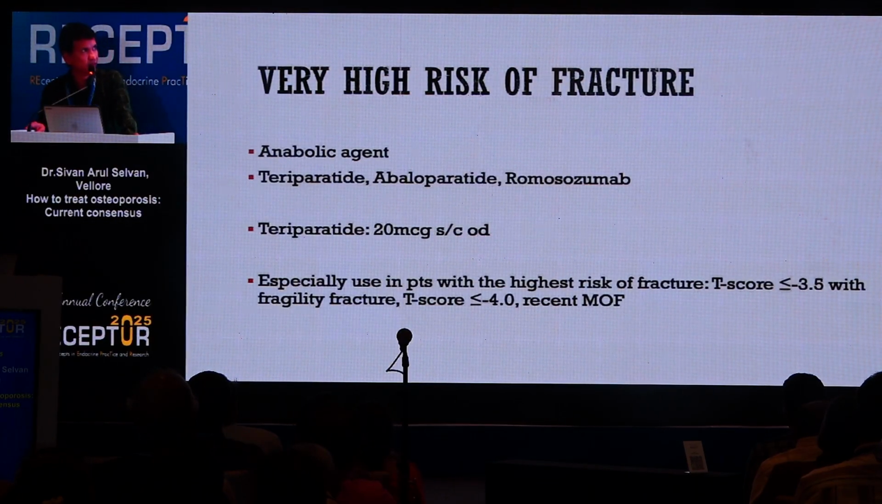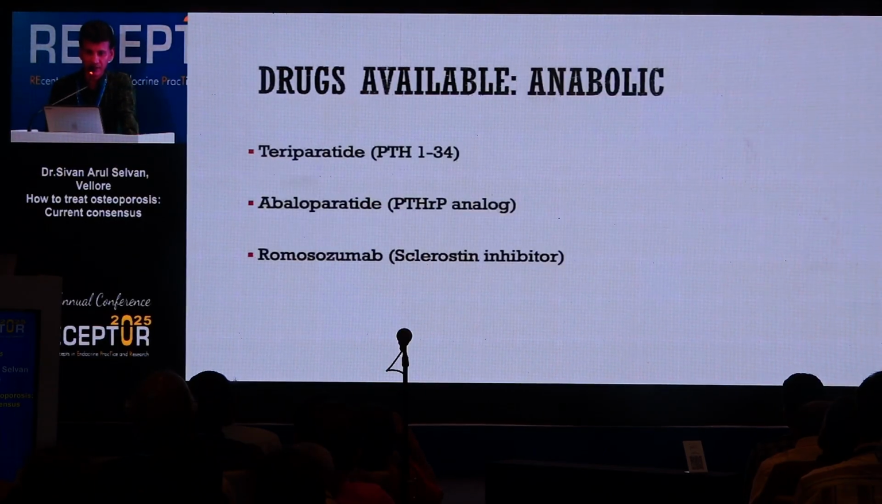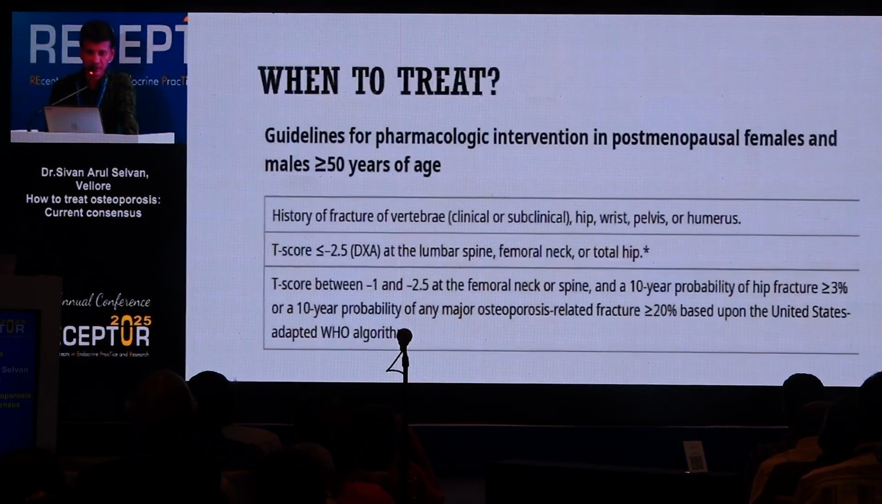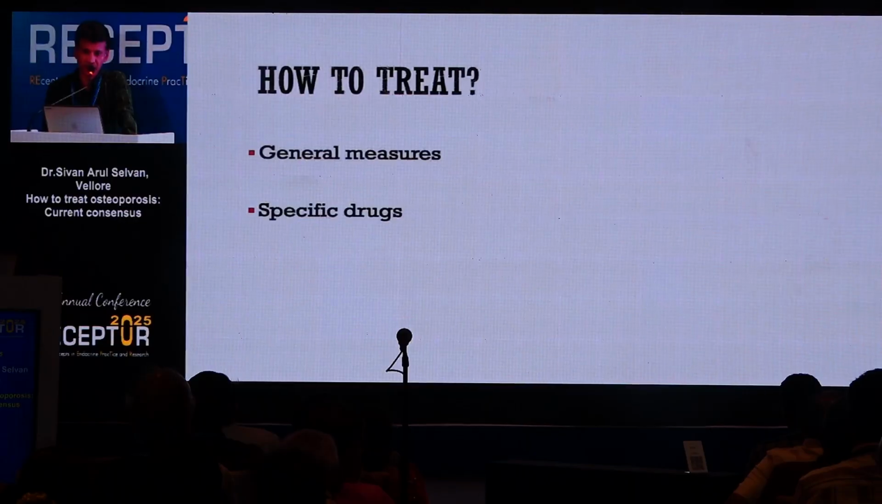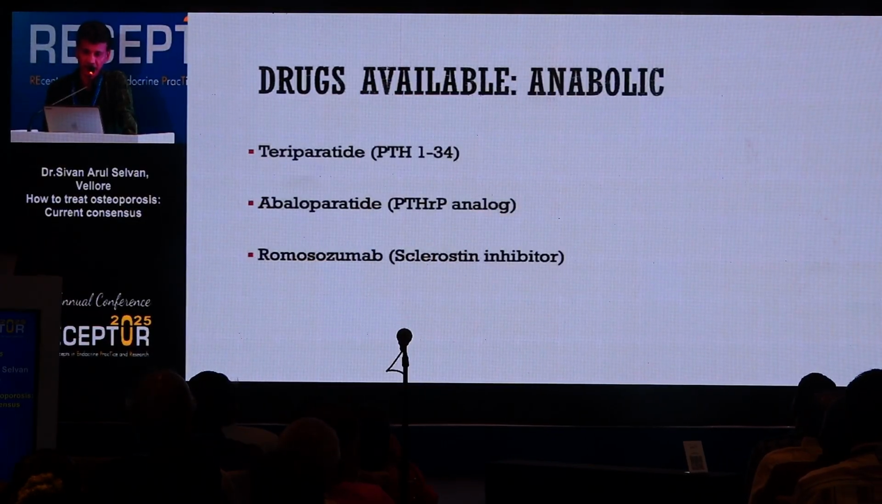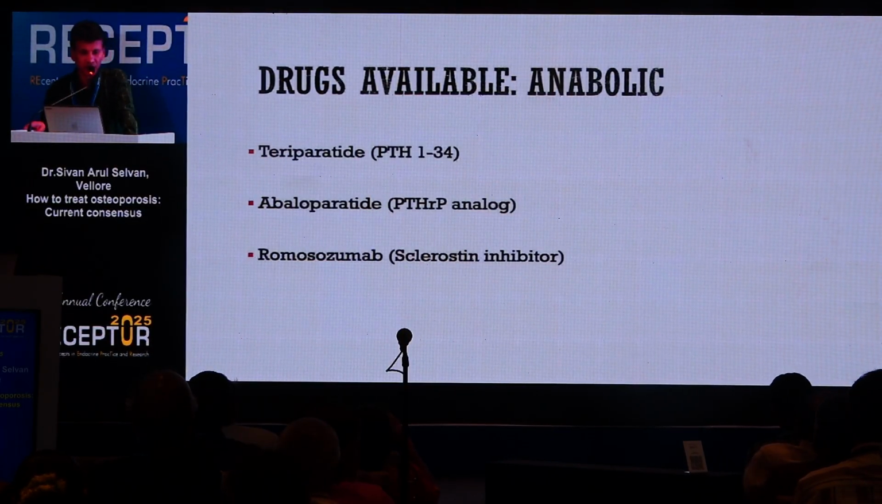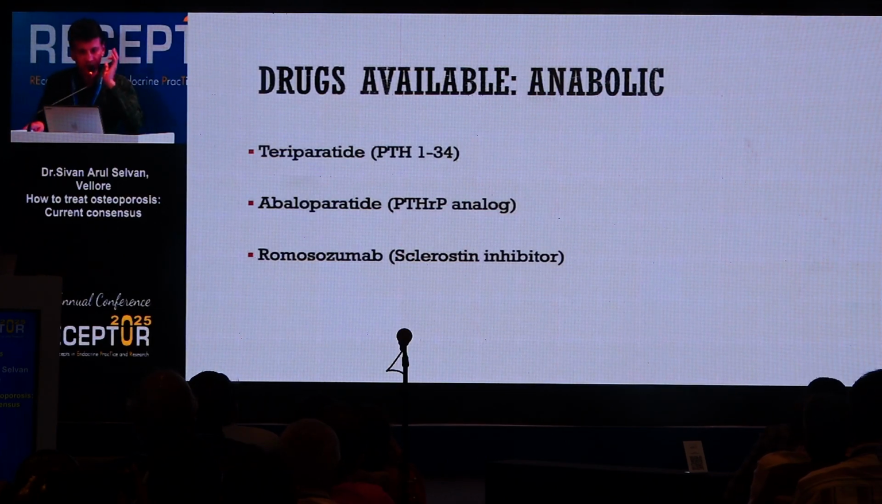So as I said, in very high risk of fracture, that means when the T-score is minus 2.5 with fragility fracture, or the T-score is less than -3, or there are multiple fractures, you choose an anabolic agent as the first line if the patient can afford it. The most commonly used drug is teriparatide, which is a PTH analog. Two other drugs are also in the market, but the most commonly used is teriparatide.